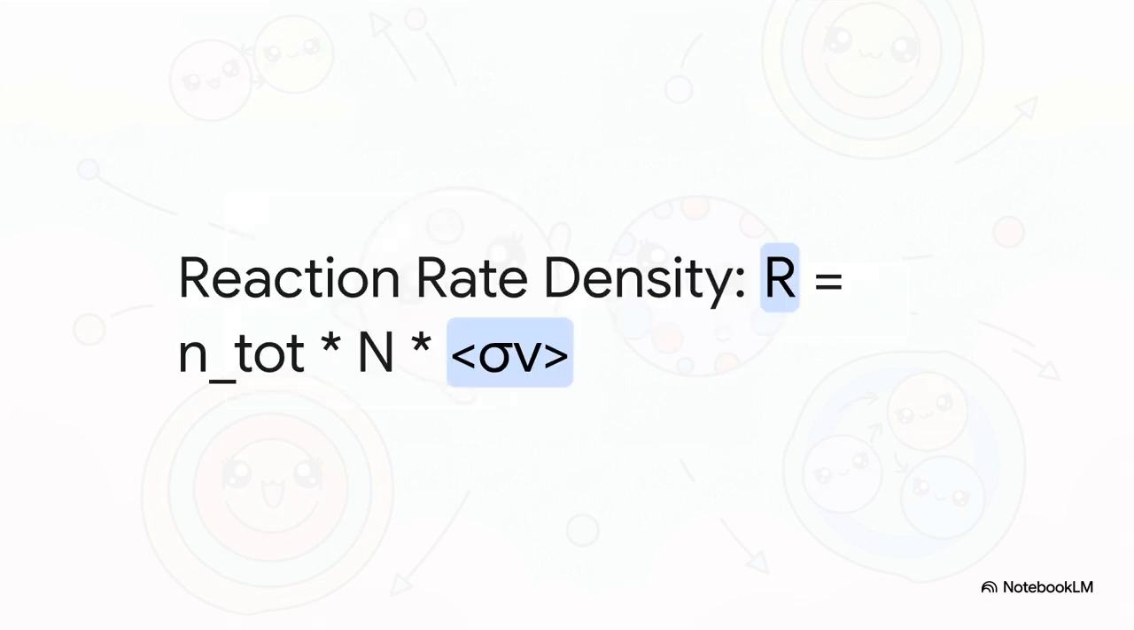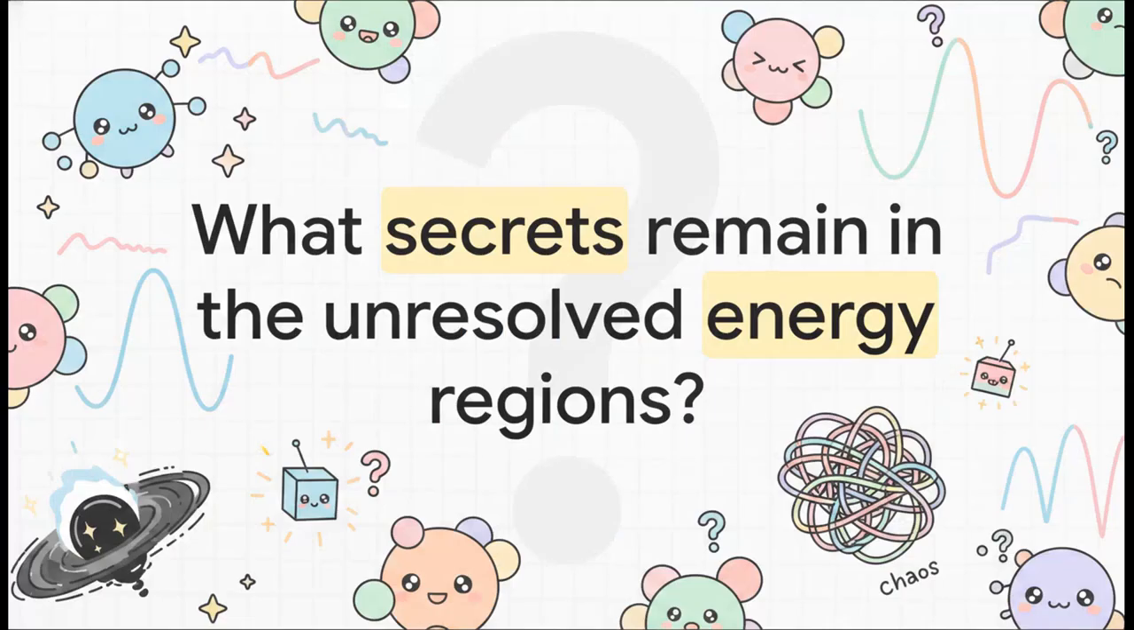So the crucial point here is this equation. Reaction rate density R equals the total neutron density times the target density N times that thermally averaged cross-section velocity. This incredibly elegant equation finally gives us the total number of reactions happening per unit volume every single second. It is for sure the ultimate mathematical bridge between the highly unpredictable quantum realm and the measurable, physical world of an actual nuclear reactor. But, our journey doesn't fully end there.